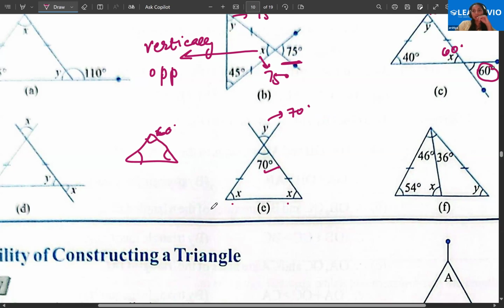Any other property that we've done before? Do we have to add these 70s and then subtract it from 180? Yes. We will use the angle sum property. So 2x plus 70 is equal to 180. 2x is equal to 180 minus 70. How much is that?